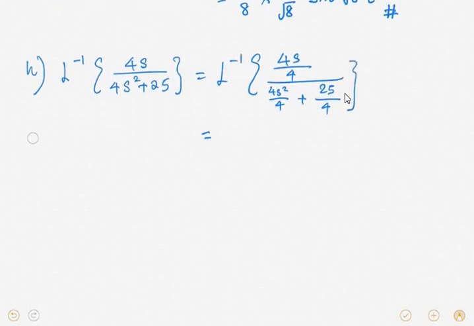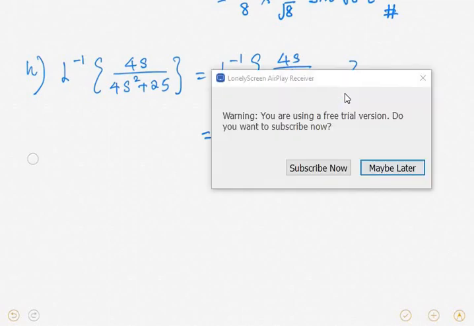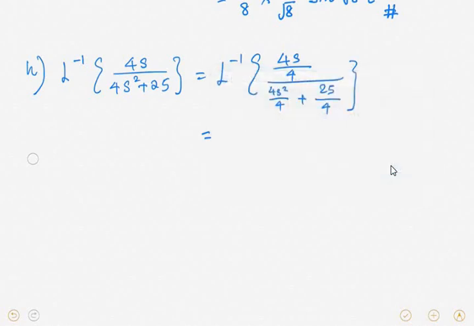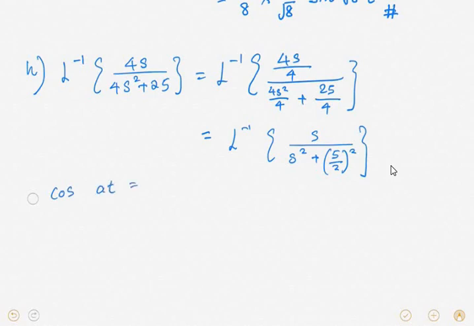Okay, now this one we left s over s squared plus 5 over 2 squared. So if in this form we can change to cos at, because cos at we obtain s over s squared plus a squared. So we can change it to cos 5 over 2 t.